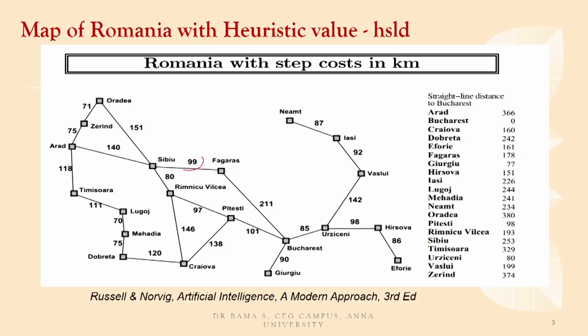Now, again this is a map of Romania, which is from the book, where we will be using the actual cost, which is the edge cost. This is the g of n value, and this is the straight line distance, which is the h of n value towards the right, and using both we will arrive at the f of n value, which is the evaluation function.